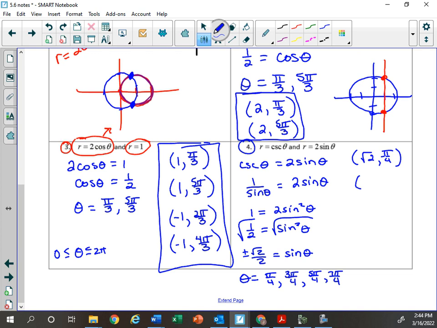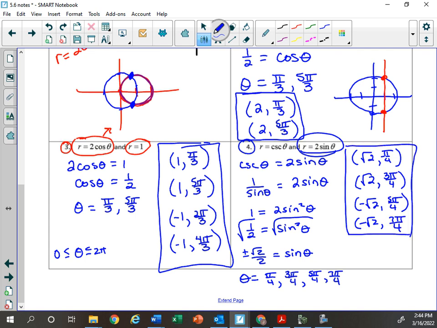What about 3 pi over 4? When you plug it in right here, yes, it's root 2. So what will it be at 5 pi over 4 and 7 pi over 4? Negative. And those are your 4 answers.